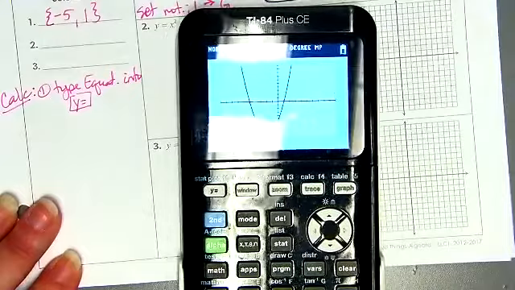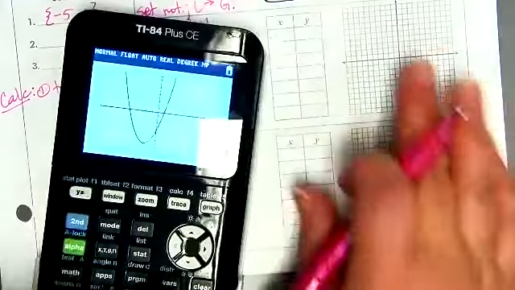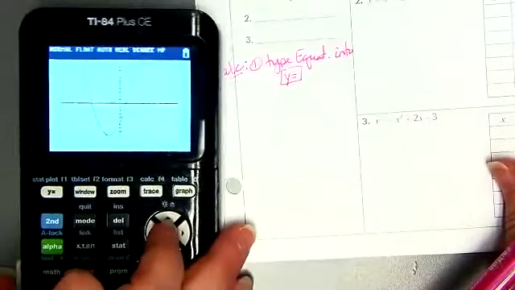I've got a nasty glare here. I have to switch sides so that the glare is not on the calculator.